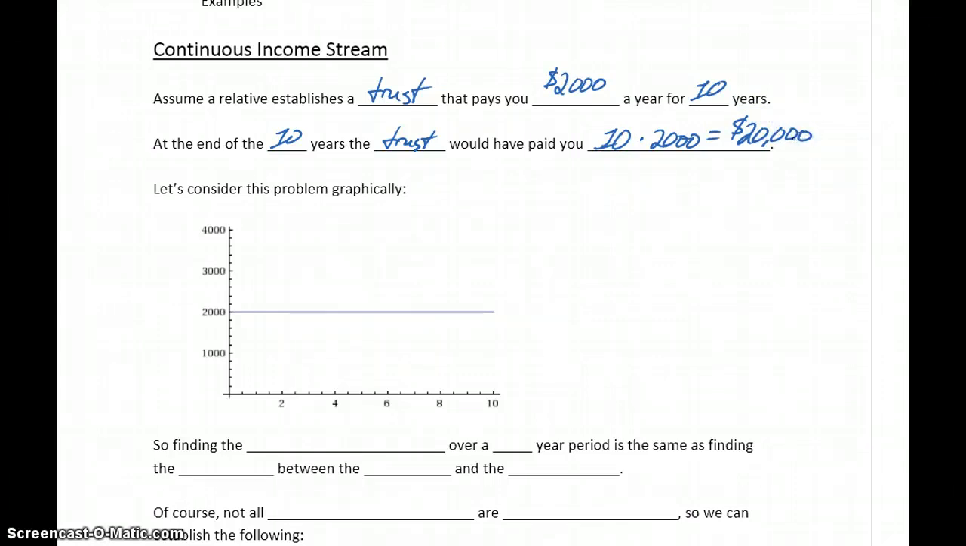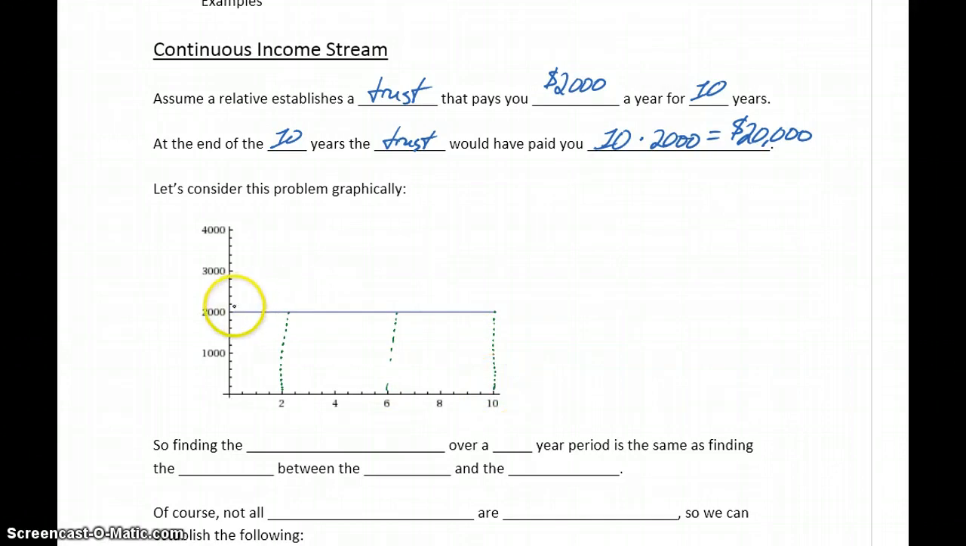That's a relatively simple problem to approach, but let's look at this from a graphical perspective. What we have is $2,000 being paid to us every year. So at x equals 2, after 2 years, we would have gotten $2,000 the first year, $2,000 the second year, so a total of $4,000. We could look at how much we made after 6 years, 8 years, or in this case, what we're really interested in is after 10 years.